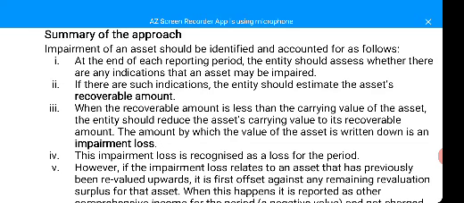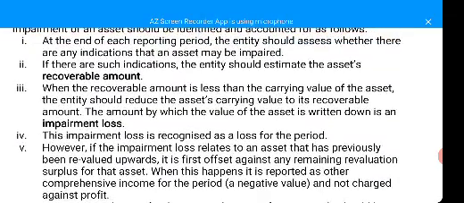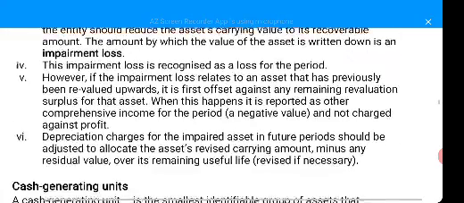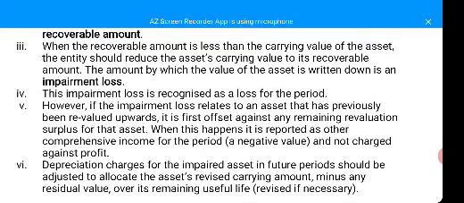When the recoverable amount is less than the carrying value of an asset, the entity should reduce the carrying value to its recoverable amount. The amount by which the value of the asset is written down is an impairment loss. So when the recoverable amount is now lower than your carrying amount, that means that asset has been impaired. So the difference between your recoverable amount and carrying amount is your impairment loss. And this impairment loss is recognized as a loss for the period. So the loss must be taken under your administration cost as an impairment.